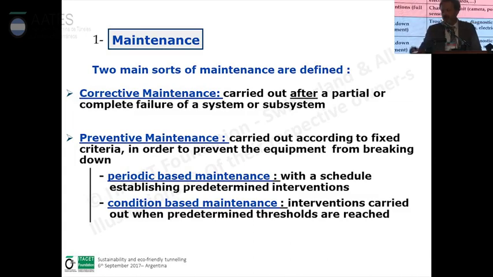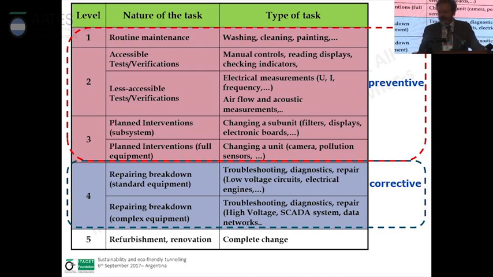It needs an effort to think about that. And in this slide, for example, we can see that there are different tasks to do, at different levels, 1 to 5, from the simplest one, number 1, which is washing, cleaning, painting, which is a very simple task to do, to the more complicated one, number 5. And the first 3 are directly relevant to preventive maintenance.